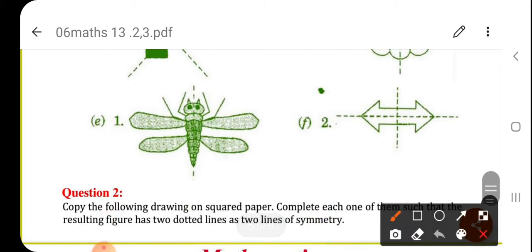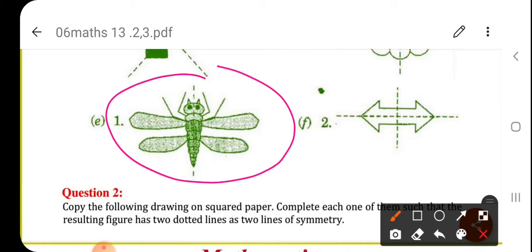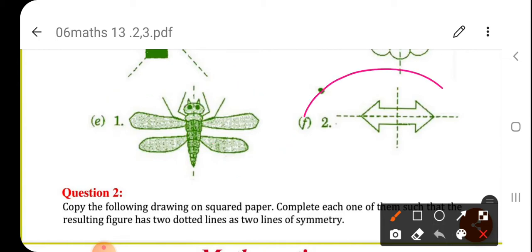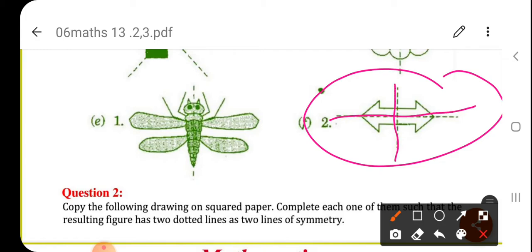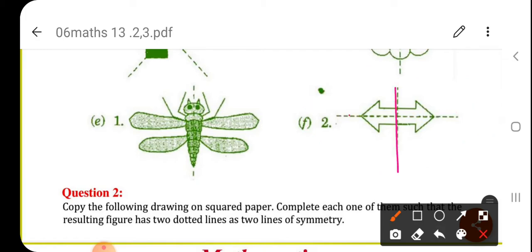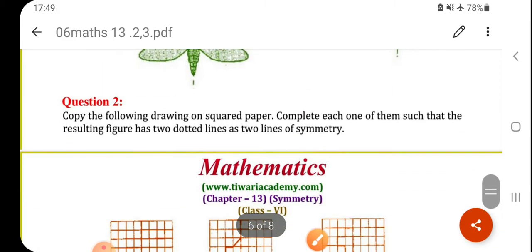Then one figure is given, an insect. Yes, it's possible. You can see both the sides, both the portions are exactly the same. So a vertical line of symmetry is possible. And here an arrow is given, a ray in 2 dimensions. So vertical and horizontal both are possible.